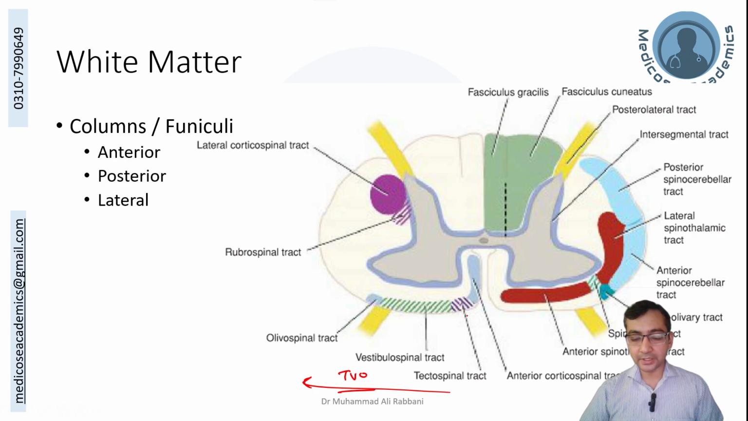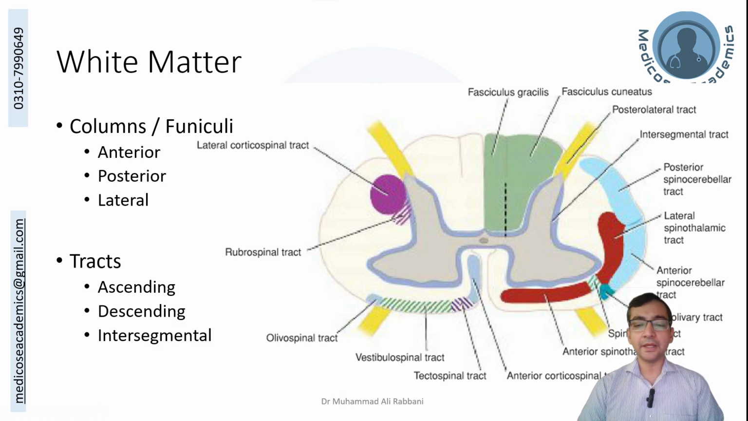The tectospinal tract is present here in the anterior column, the anterior funiculus. At the junction of the anterior and lateral is the vestibulospinal tract, and in the medial-most part of the lateral funiculus there is the olivospinal tract. So these are the different tracts that we're going to discuss in the next segment.